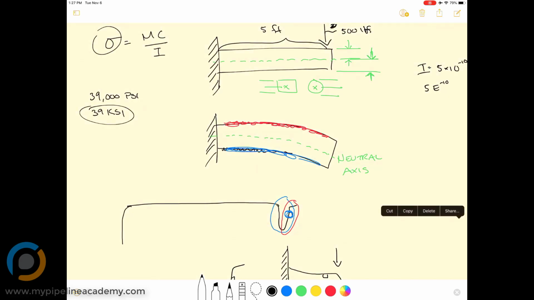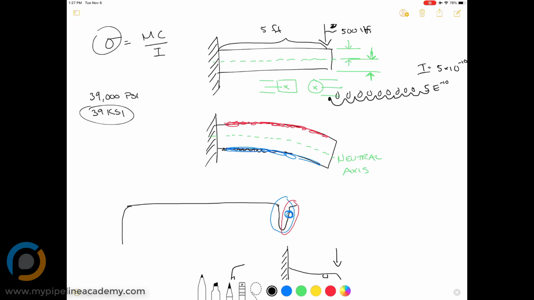So if we're starting with 5 here, we go 1, 2, 3, 4, 5, 6, 7, 8, 9, 10. And then our decimal place is there, and we've got 0.0000000005. That's what that means: 5e to the negative 10, or 5 times 10 to the negative 10. All right, so that's our I.